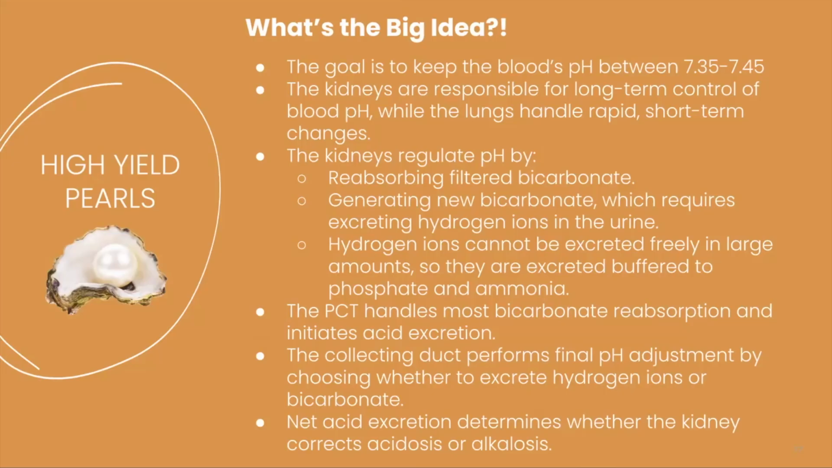Our kidneys are going to regulate our pH by reabsorbing filtered bicarbonate, and we'll see that in just a moment at the proximal convoluted tubule. We'll also generate new bicarbonate there, as well as excrete hydrogen ions in that one-to-one ratio. And then we'll also see how the collecting duct, via its alpha intercalated cells and beta intercalated cells, helps to fine-tune this pH as well.